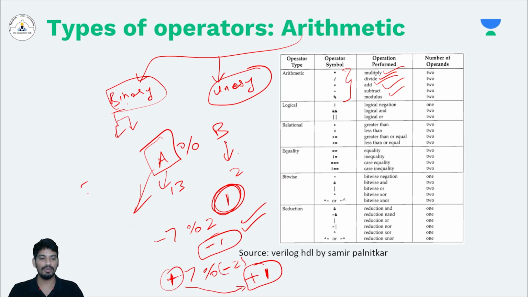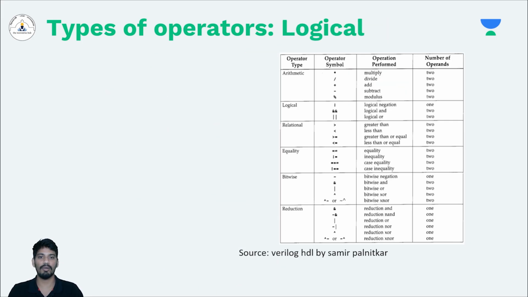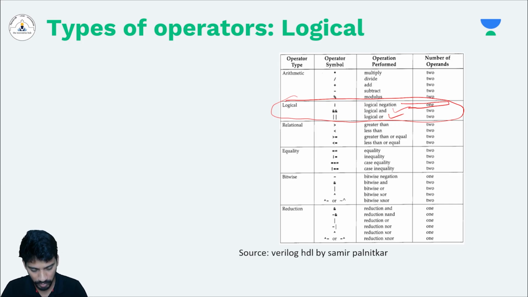Now let's see what the different logical operators are that are available. These are the three different logical operators that are available. The logical negation is a unary operator, whereas the logic AND and logic OR are binary operators. So let's take an example of the logic operators.